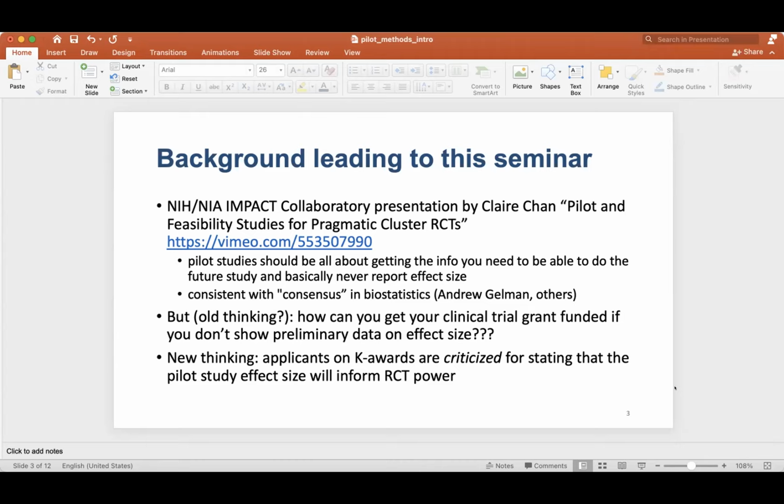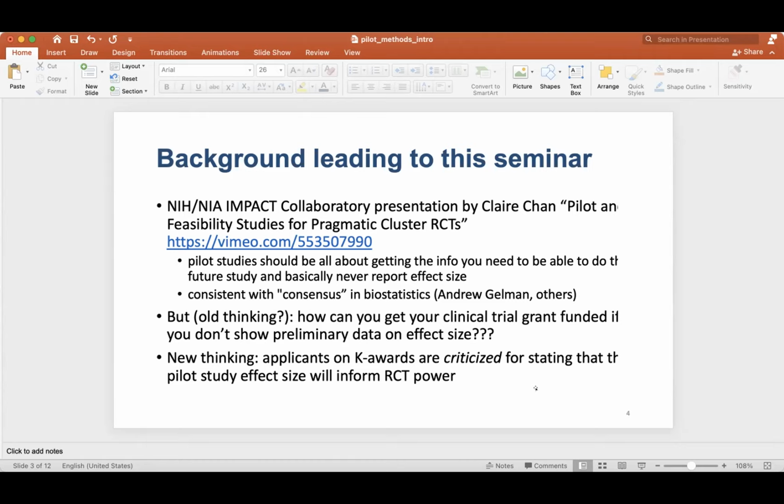So I talked to the KL2 director and it sounds like this is a topic that everyone really needs to get up to speed on. So the goals for today: given how this field has moved so far, how should we design pilot studies to inform future RCTs and how do we avoid the pitfalls?